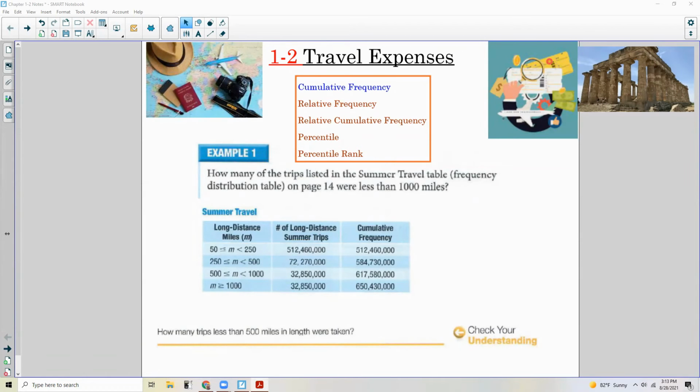Okay, chapter 1-2, travel expenses. What are travel expenses? Well, if I want to go on vacation, everything that I spent on that is a travel expense, be it plane ticket, train ticket, taxi, dinner, that kind of thing, hotel. Travel expense can be personal or it can be business.